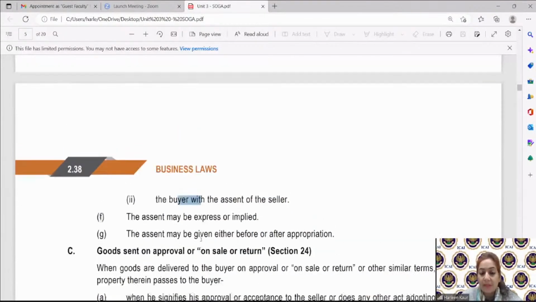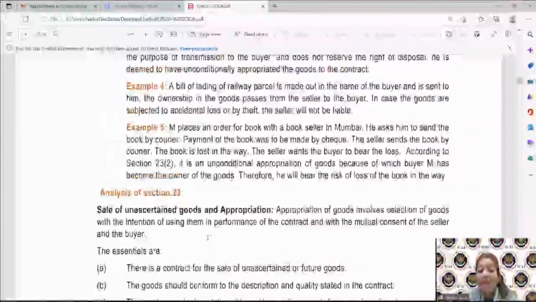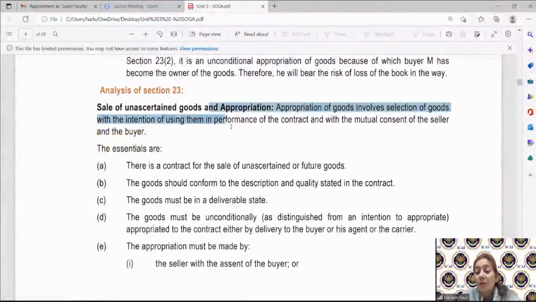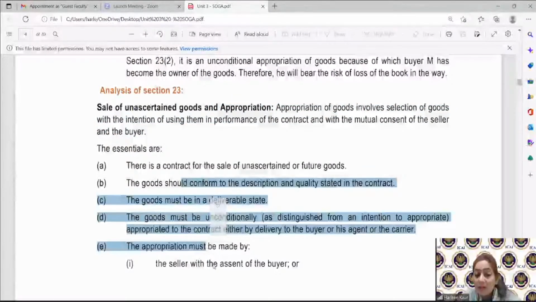So the examiner has many times given you a straight away question also in the exam. What is the meaning of appropriation of goods and what are the essential elements? So ma'am, what do we have to write as its answer? You have to write the answer word to word like this, so learn it today.